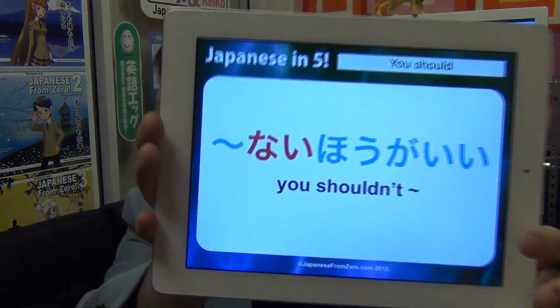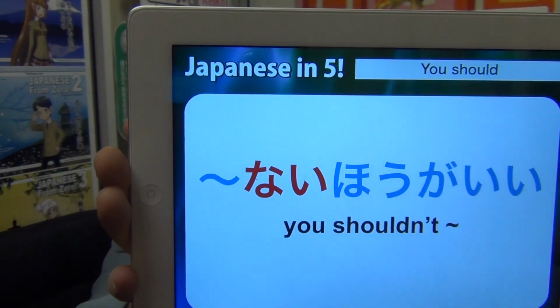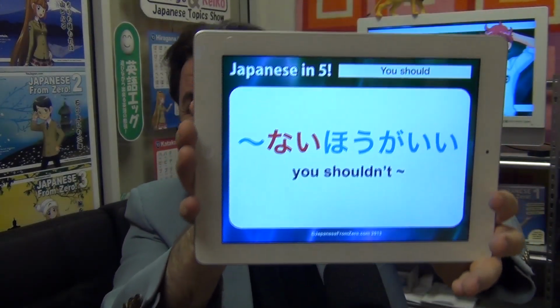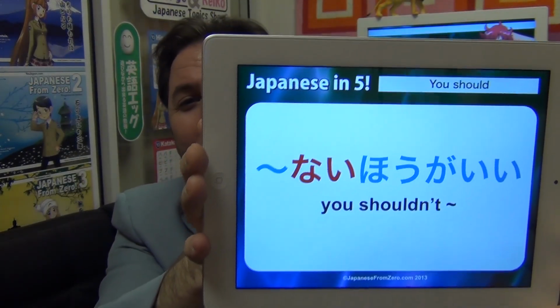Now, what about the opposite? What if you want to tell them not to do something? That is very simple. Nai hoga ii. Now, this one is nai, not nakatta, but it's nai. Nai hoga ii. You shouldn't. So, any nai form of the verb plus hoga ii.